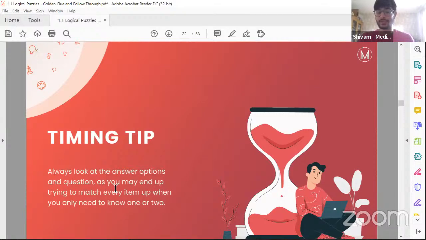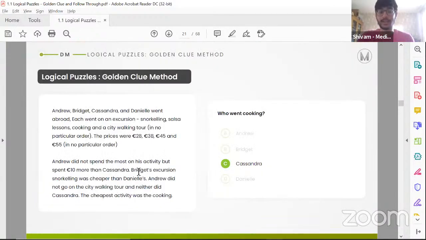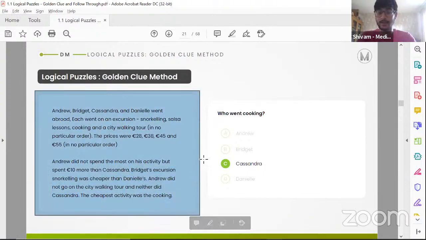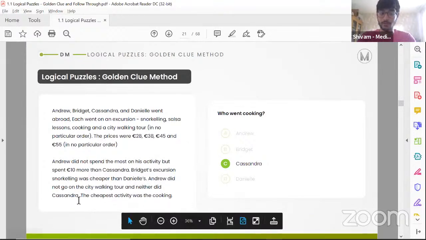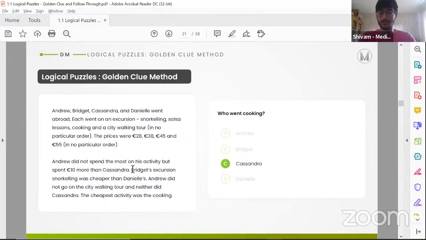So why is this really, really important? Because here, guys, from Bridget all the way on to this bit about Cassandra was actually a complete waste. We didn't even need to read it at all. And I didn't actually read it in the end. I didn't even read that sentence because it was completely irrelevant to me. The first thing I did is I identified the golden clue, which was down here. And then I read the first sentence of this paragraph. I didn't even read the rest of it because I had got to the answer.